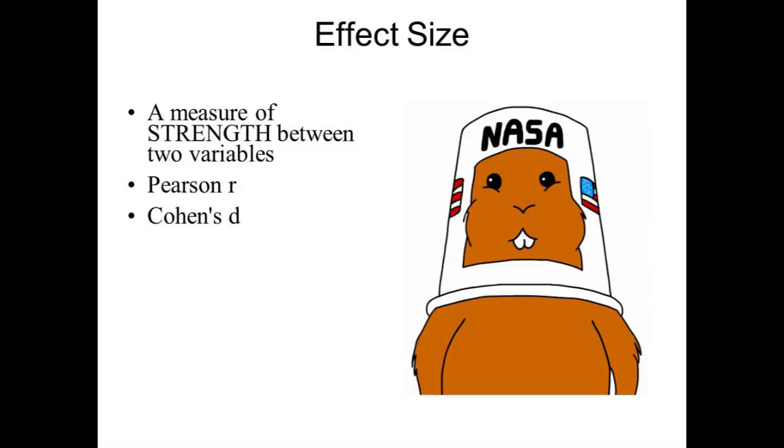So in addition to p, we also have to consider how big the effect is. And that is what effect size does. It's a measure of the strength between two variables. And effect size calculations differ based on the type of data we have. They basically, like the different statistical tests we do, go hand in hand with that. So every different statistical test will probably have a different effect size that we would use with it.